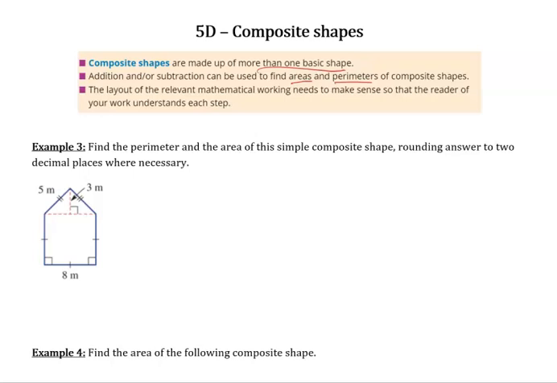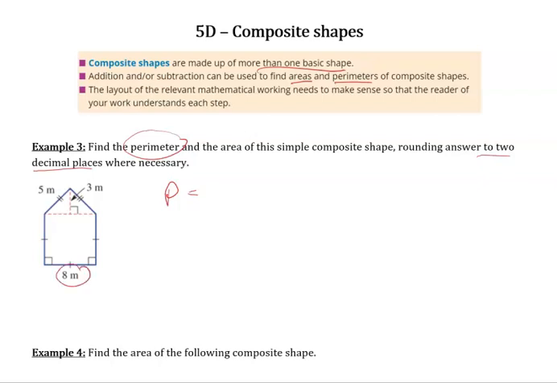Find the perimeter and the area of this simple composite shape, rounding to 2 decimal places where necessary. Okay, so first the perimeter. The perimeter is going to be equal to all of the sides added up together. So we just make sure that we don't miss any. We don't care about this bit for perimeter, but we will need that for the area.